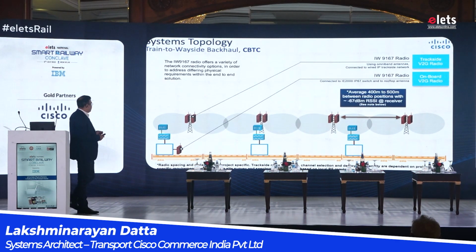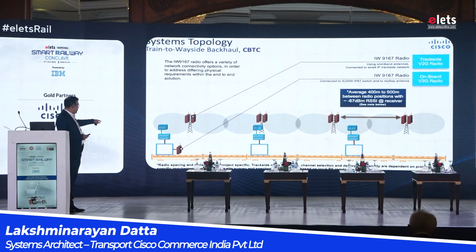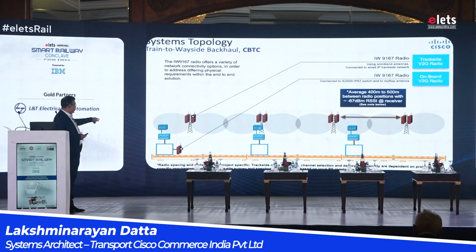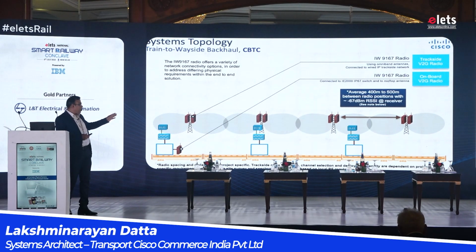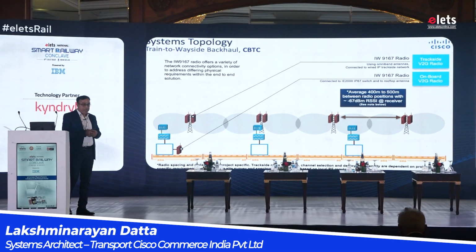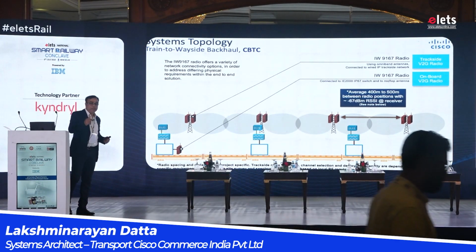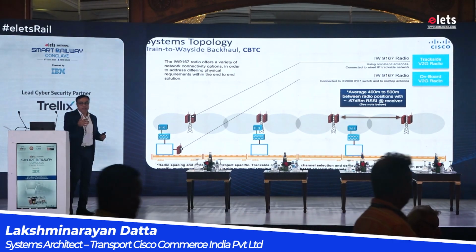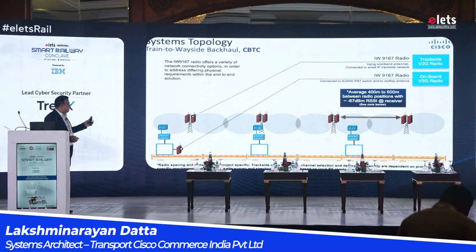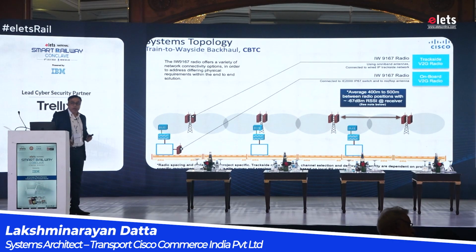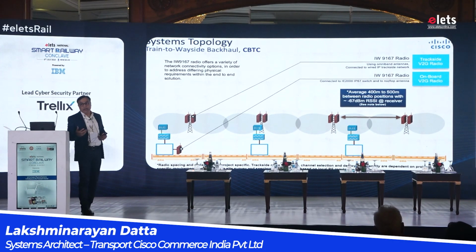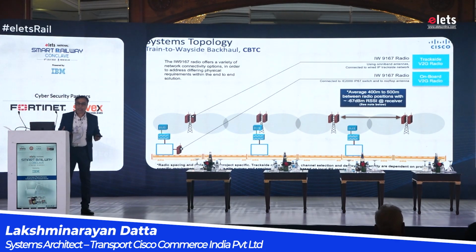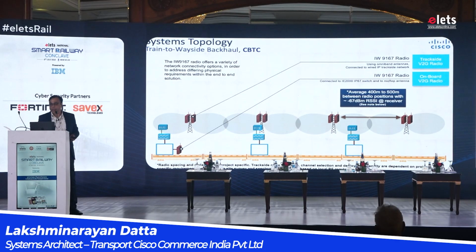How does it work? There is a tower which is trackside, there is an AP with the connectivity antenna on board. These two connectivity links work on a make-before-break basis. Whenever the train is moving, the front one gets connected before leaving the back one. That kind of make-before-break arrangement is there in these wireless technologies, like we talk about wireless handoff in the case of LTE. So over here also we do the wireless handoff with make-before-break.